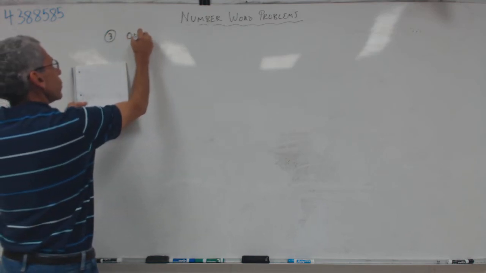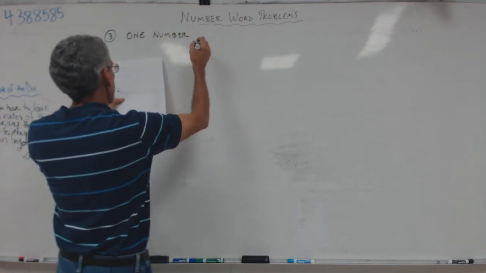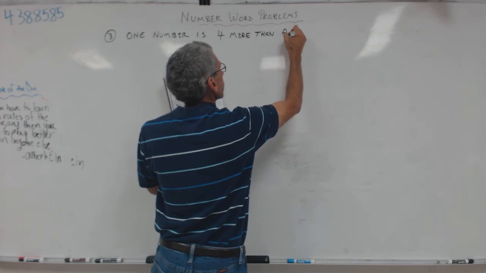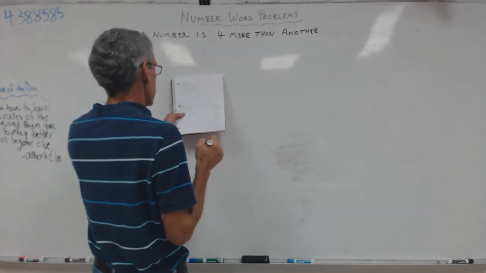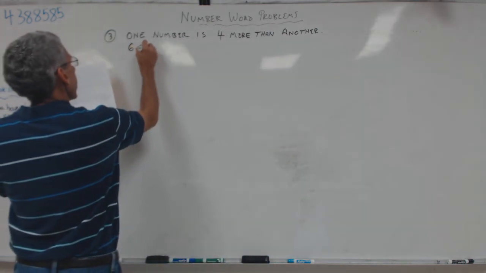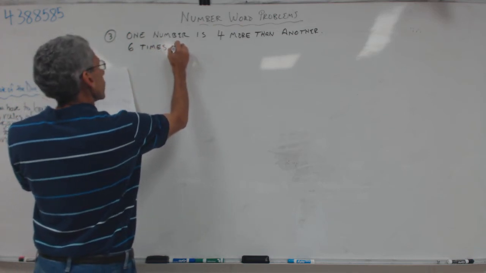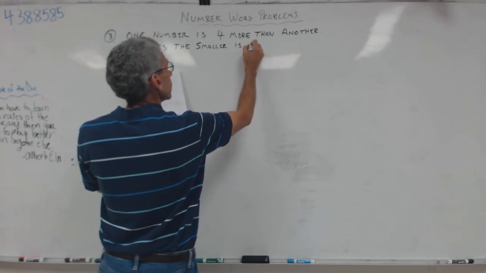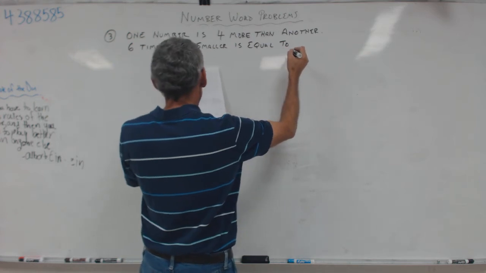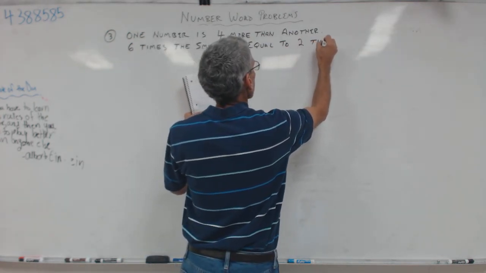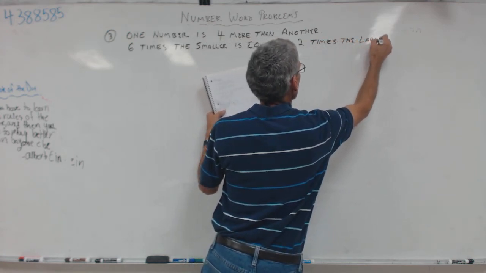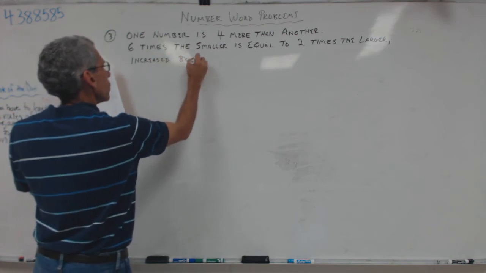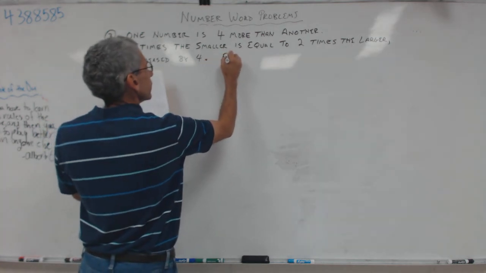One number is 4 more than another. Period. 6 times the smaller is equal to 2 times the larger, increased by 4. Find the numbers. Just write it down as I do it.